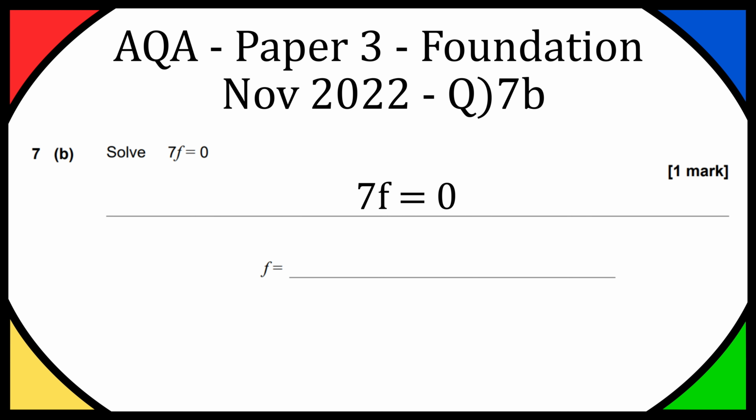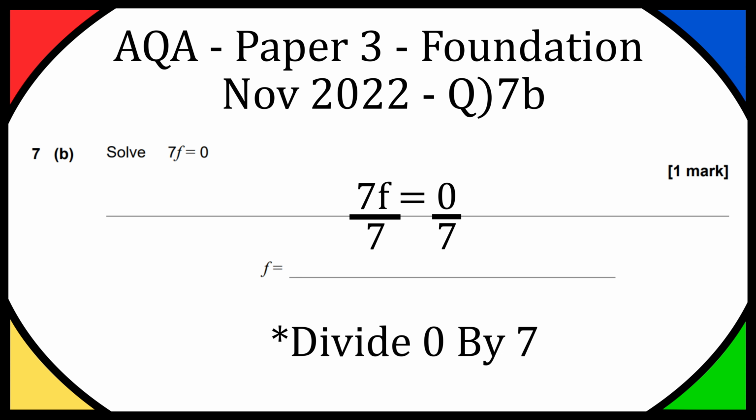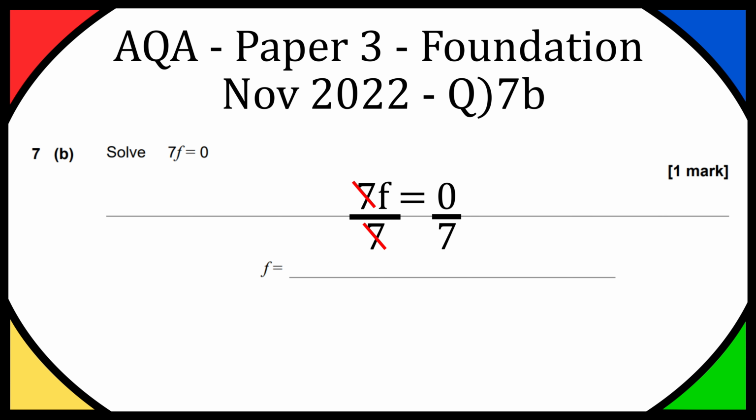So if we want to get f by itself, what we can do is divide both sides by 7, because that means the 7 on the left will cancel out and you'll see what happens on the right hand side. So let's divide both sides by 7, and like I said before, the 7's on the left hand side will cancel out because 7 divided by 7 is 1. 1 times f is just f, so they basically just cancel out.